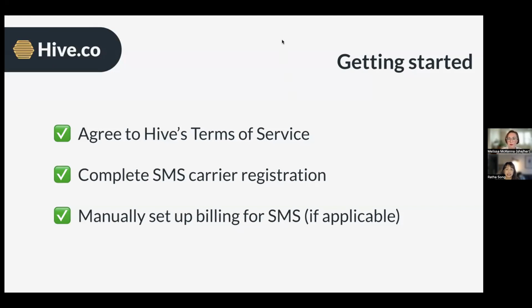The next step then is, in order to send SMS and MMS, all toll-free numbers must now complete carrier registration. This review process is done by the SMS carriers and typically takes 4 to 5 weeks. I usually get folks on this as soon as possible. Even if you're not planning to send very soon, get going on this. Once it's complete, you will be able to send SMS messages.